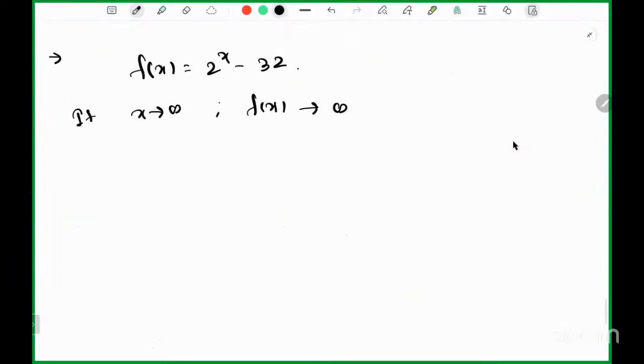So in this graph, as x goes to infinity, 2 to the power x will go to infinity, so minus 32 doesn't make that much of a difference, right? So ultimately f of x goes to infinity. So that means in this direction you won't get any asymptote. Let's check the other direction when x goes to minus infinity. Where does f of x go?